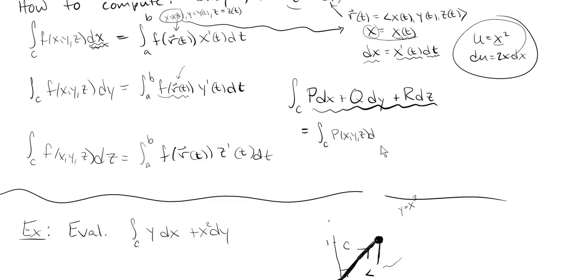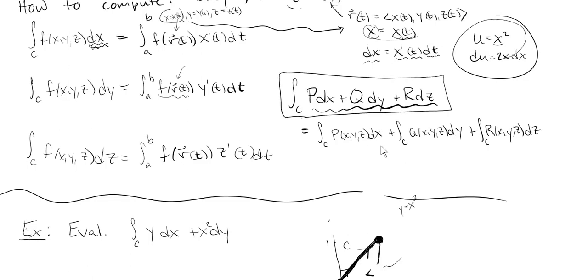along C of this function p with respect to x, plus the line integral along C of the function q with respect to y, plus the line integral along C of r of x, y, z dz. So when you see this notation, it's just a compact way of expressing this sum of integrals. We'll see that this is actually more what we're concerned with. This is maybe the best reason for studying these dx, dy, and dz line integrals: we can express them together in this way.